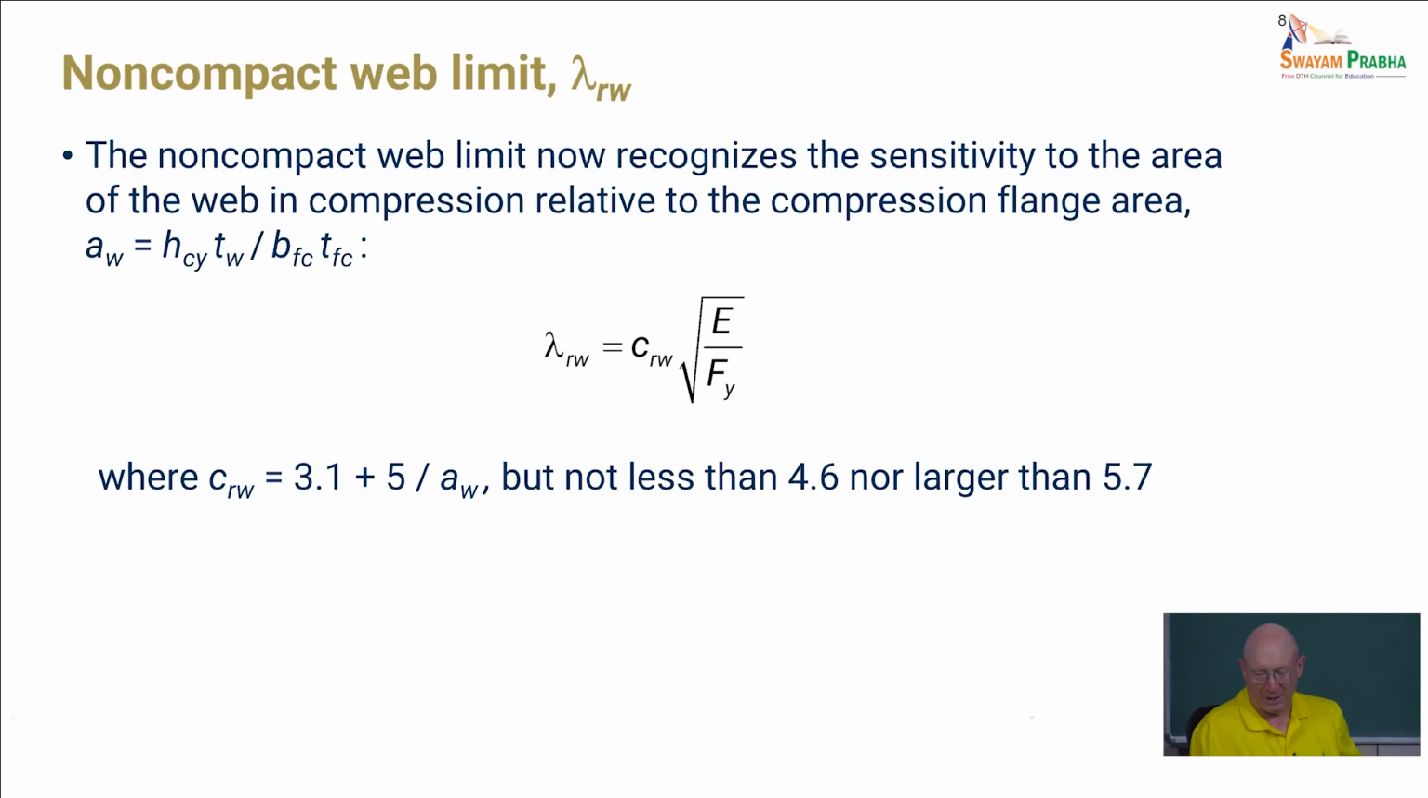And so, based on Dr. Priya's work, if you have a section that has a relatively large web compared to the flanges, so often if you have a very deep section with narrow flanges, you're going to tend to have a CRW that's 4.6, which is more conservative than what we have used in the past, which is the upper limit of 5.7.